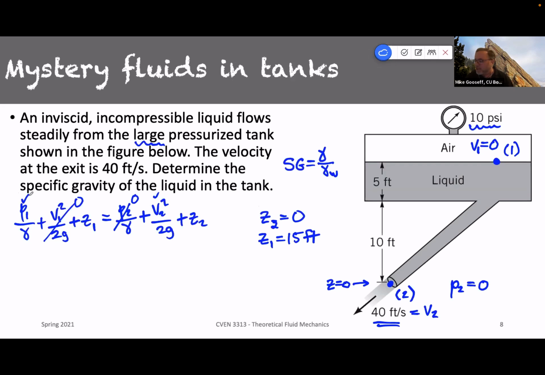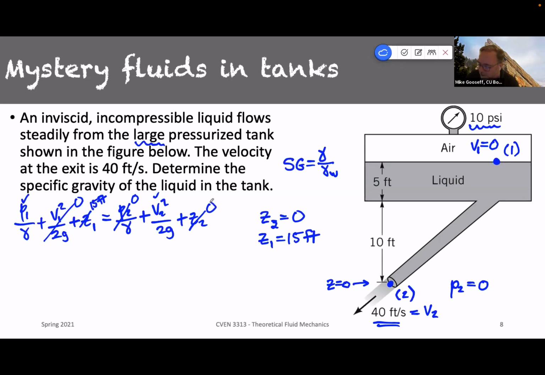That P1 is this 10 PSI. That's the pressure that's coming down on top of the liquid before we even move down into it. And we know Z1 we said was 15 feet, and we said that Z2 is 0. So we've simplified this once again, and I'll rewrite it because it's a little hard to understand exactly what we've done at this point.